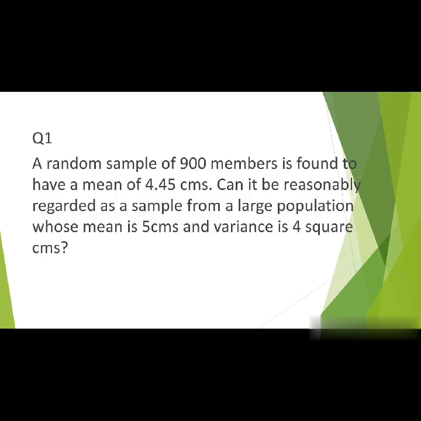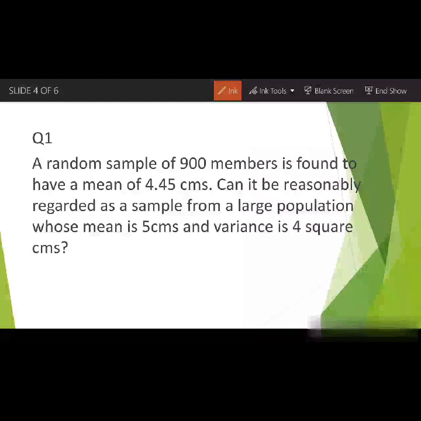Now further, let's start the sum. The question is, a random sample of 900 members is found. Now let's check out the sum. In the first question, let's read out the question. A random sample of 900 members is found to have mean of 4.45 centimeters.